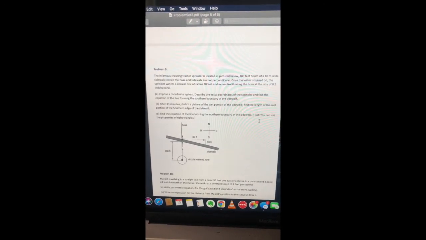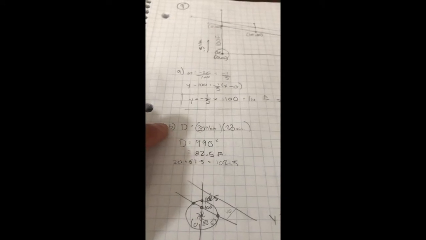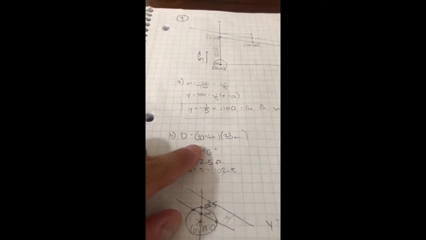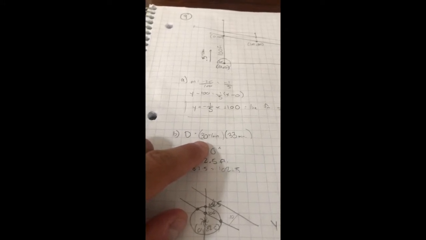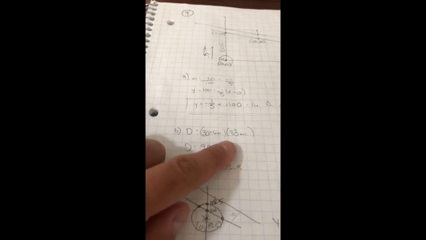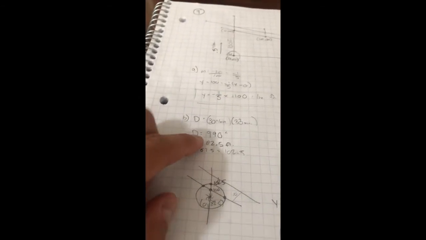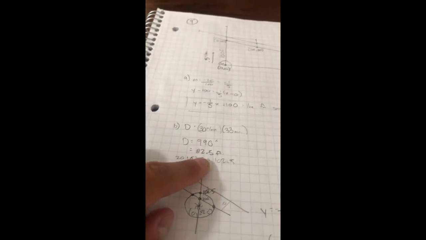Part B asks, after 33 minutes, sketch a picture of the wet portion of the sidewalk. Find the length of the wet portion of the southern edge of the sidewalk. So here's part B. We have our formula, distance equals rate times time. I converted the rate of 1/2 inch per second to 30 inches per minute. Over the course of 33 minutes, we have 990 inches, or 82.5 feet.